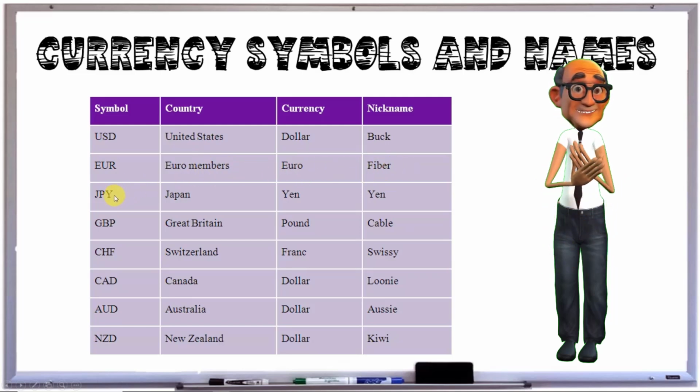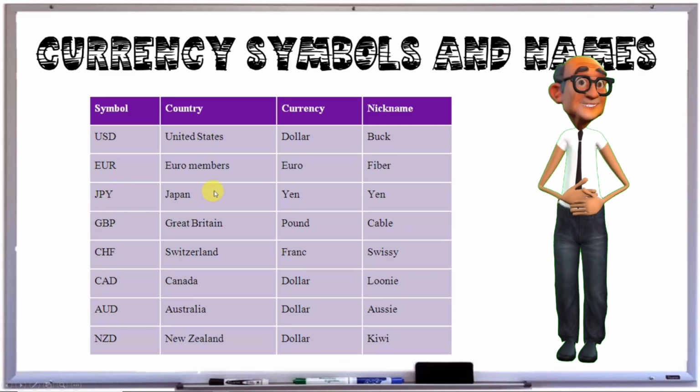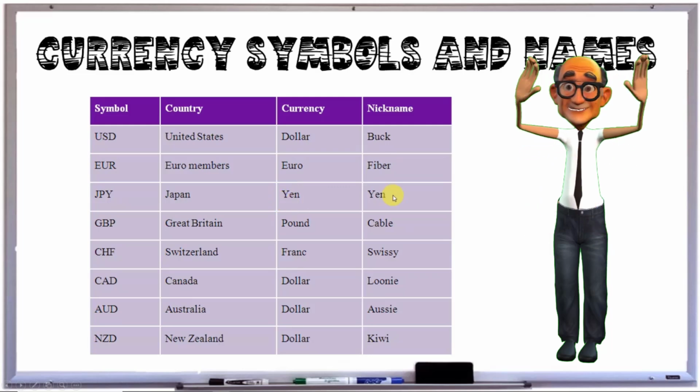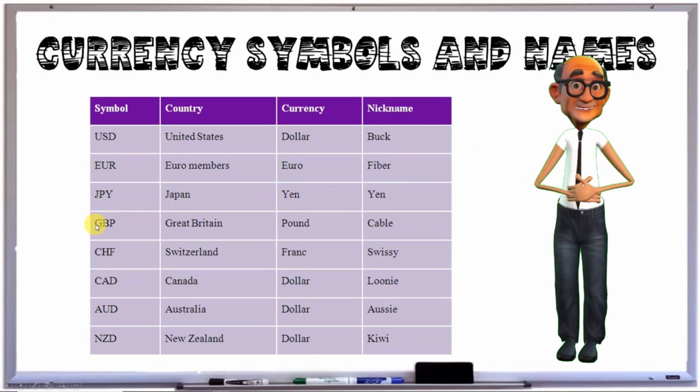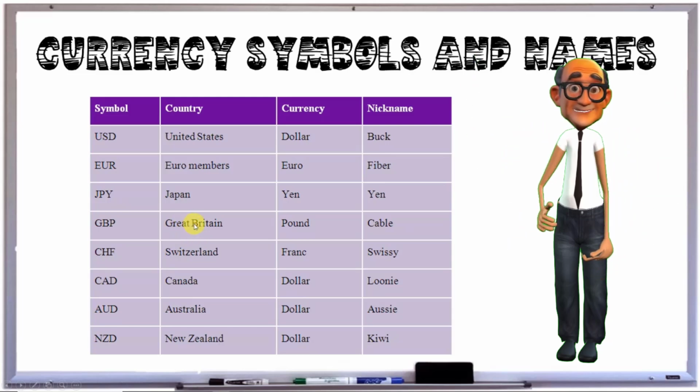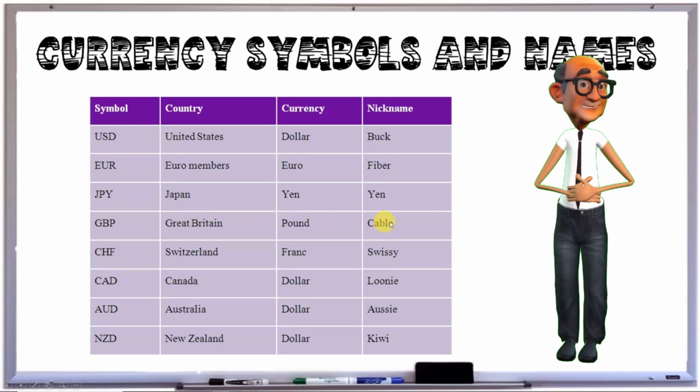Then of course we've got the JPY, which is the Japanese yen. The currency's name is yen, and the nickname is also yen. We've got the GBP, and that is for Great Britain, right? It's actually Great Britain pounds, and the nickname is cable. And that's how we can carry on all the way down. You'll see every currency has its value that it's working in, and of course the nickname of it, right?